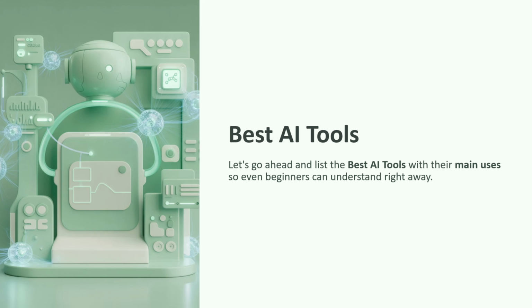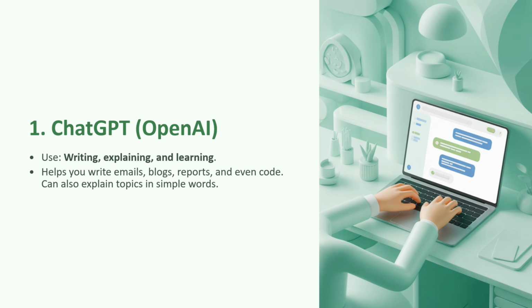This video I will explain best AI tools. First one is ChatGPT. It is used for writing, explaining and learning. And it helps you to write emails, blogs, reports and even code. And it can also explain topics in simple words.